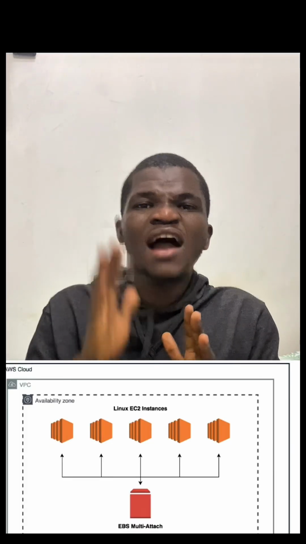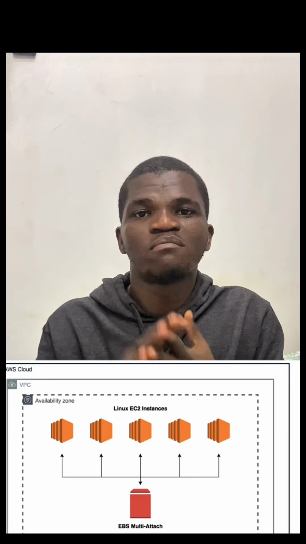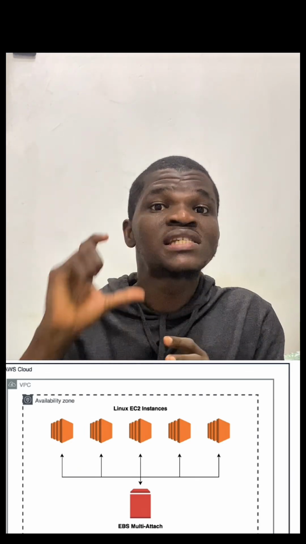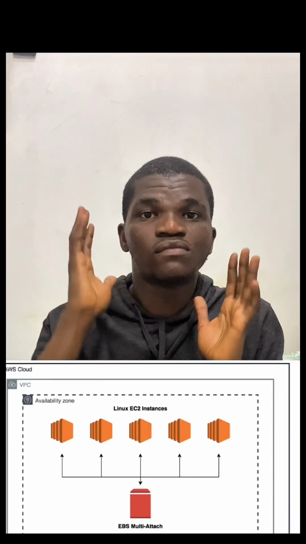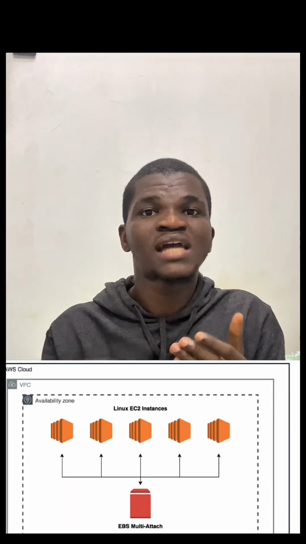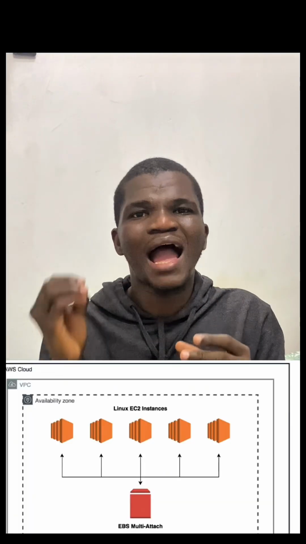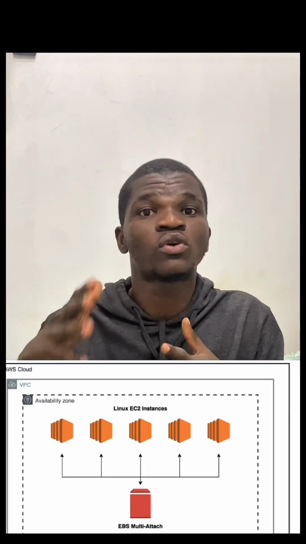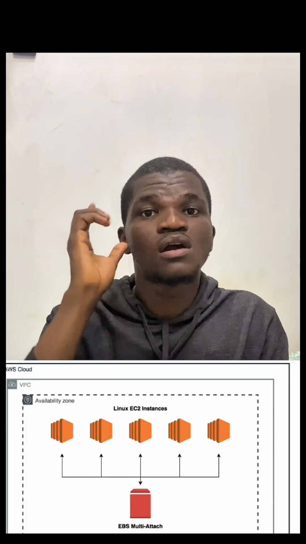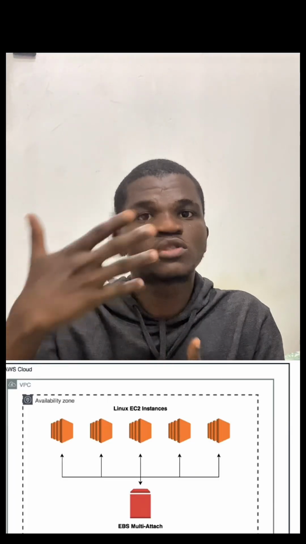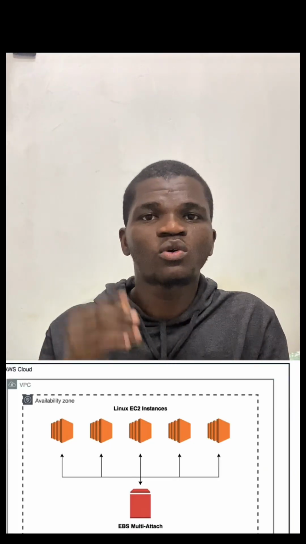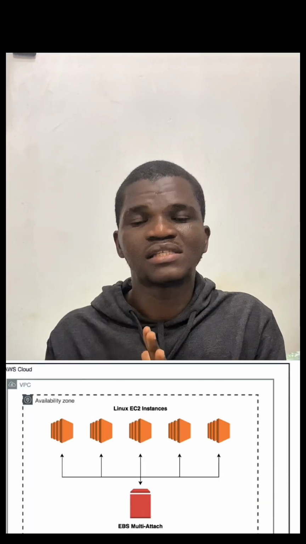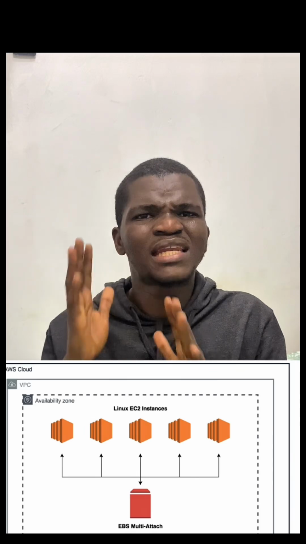EBS multi-attach can have up to 16 EC2 instances attached to it, meaning that I can attach 1, 2, 3, 4, up to 16 EC2, and it is going to allow them. So if I have maybe 16 databases that I'm running on EC2, I can attach all of them to just one EBS multi-attach volume, and it allows my application to continue running and working efficiently and concurrently, so that my customer can perform a lot of reads and writes on my database, and my database will not experience any downtime.